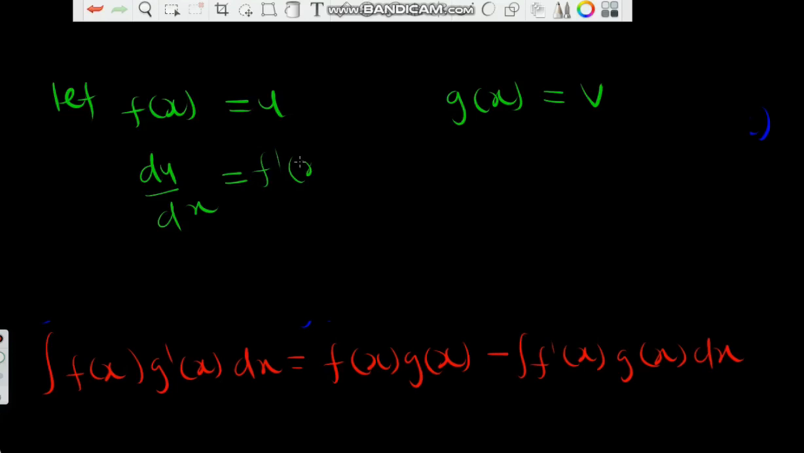F prime of x. When I find the first derivative of this function, it will be the same as du over dx. Let's go to this side also. So g prime of x will be the same as dv over dx, which will be equal to g prime of x. So what you are going to do here is just substitute everything that we have here into this formula. Let's look at that.